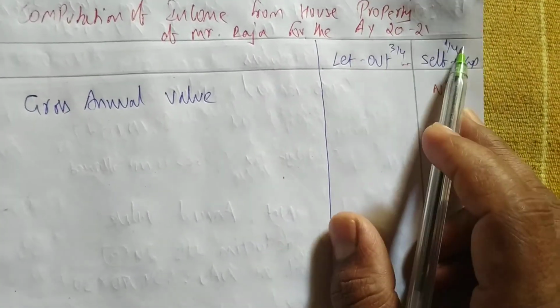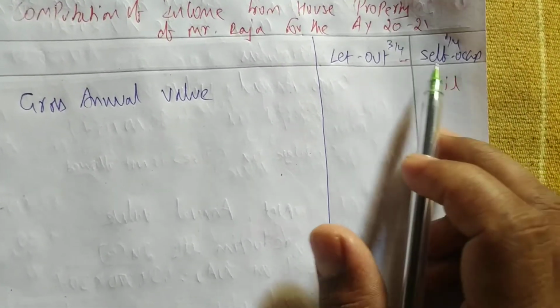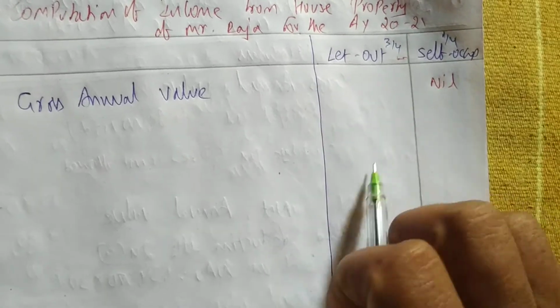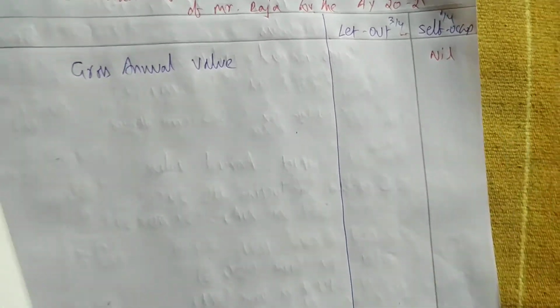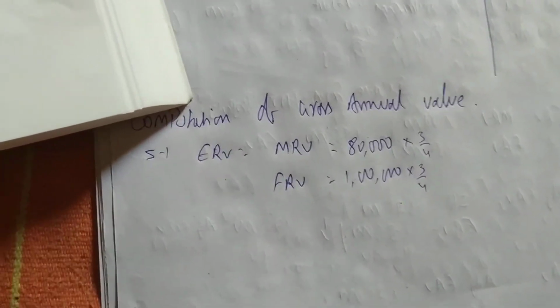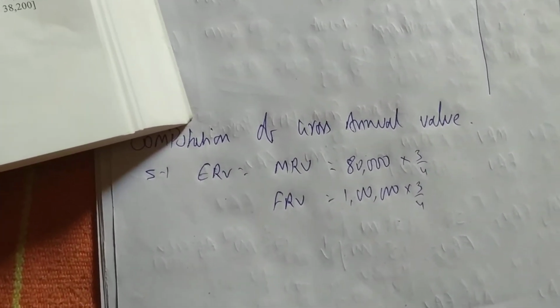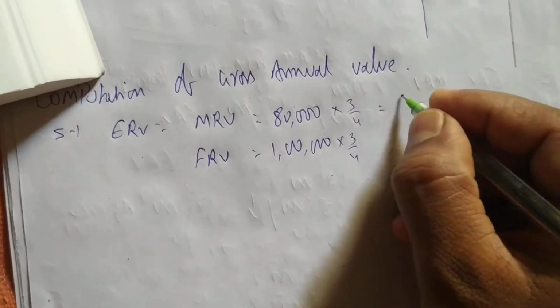3/4 will be let out and 1/4 will be self-occupied. So all the calculations we have to do. 3/4 in let out portion we have to write, and self-occupied we have to write 1/4. Check. So 80,000 3/4 is how much? 3 divided by 4 is 60,000.